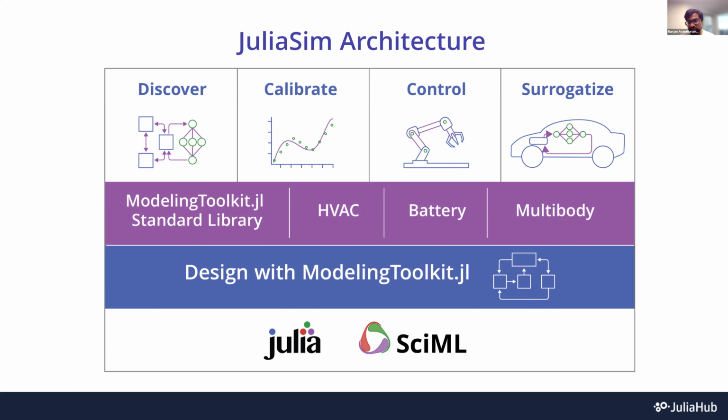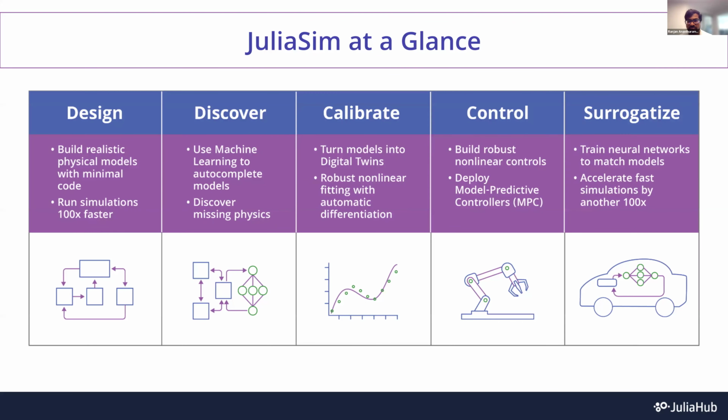Can you build robust control systems using the models that you've designed in JuliaSim? That's another product library that we have. And then can you build surrogate models to accelerate every part of your design process? So we provide a nice duopoly of models and methods for our users. Just to summarize again: can you design, discover, calibrate, control, and build surrogate models in JuliaSim?